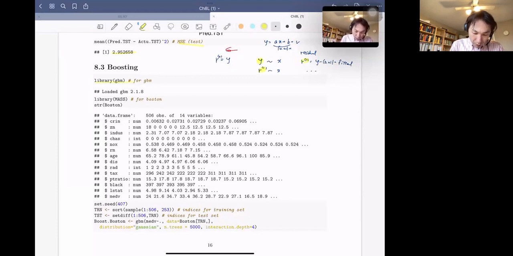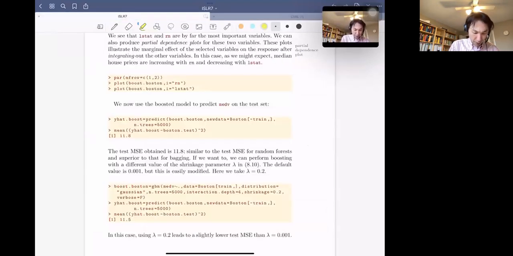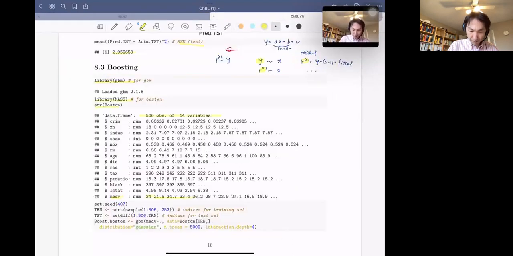And we use the library GBM. The GBM stands for generalized boosting methods package. And we use the MASS library for the Boston dataset here. The Boston dataset has 506 observations of 14 variables. And often the median house value is the response variable, and the others are predictor variables.